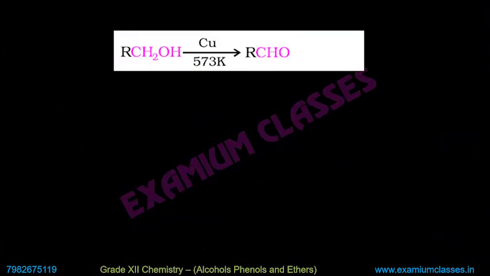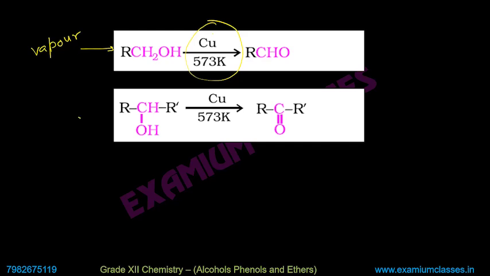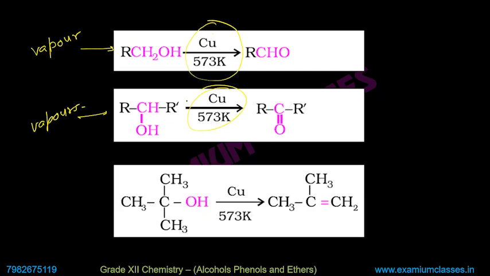Reactions are like this. If it is primary alcohol, condition 573 K, and another condition that this is actually in vapor form, you get aldehyde. If it is secondary alcohol, vapors, same condition, copper 573 K, you get ketone. But if it is tertiary, vapors, same condition, you get alkene.